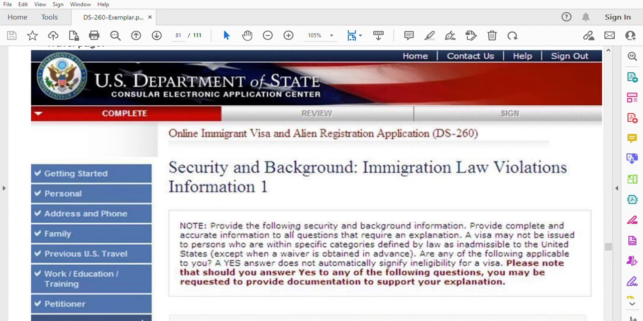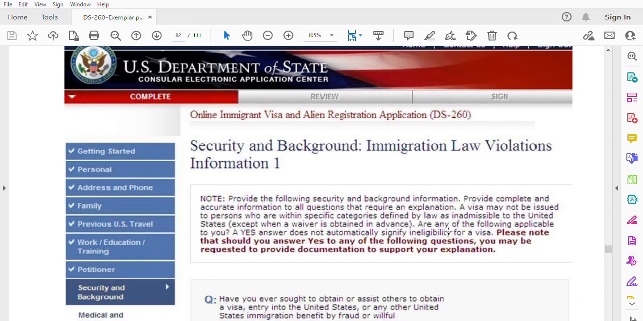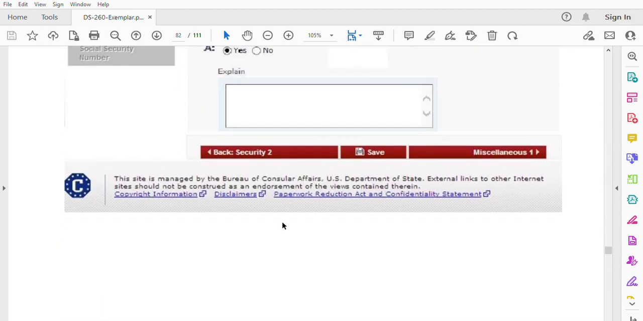Security and background, we're still talking about the same thing over here. Have you ever sought to obtain or assist others to obtain a visa, entry into the United States, or any other United States immigration benefit by fraud or willful misrepresentation or other unlawful means? It depends on your answer right here. Please choose the one that applies to you. We're gonna go to miscellaneous questions. If you answer yes, this is where you give explanations.